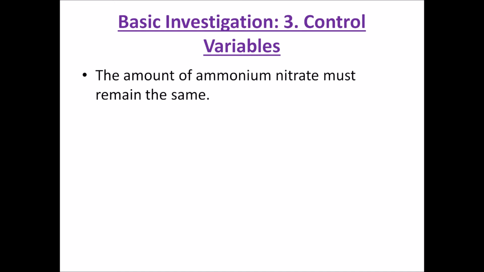Now the control variables, they're the things we're going to have to keep the same. If we're changing the volume of water, we must keep the amount of ammonium nitrate the same. The simplest way to do this is to measure a certain mass of it each time. So for example, 5 grams, 5.0 grams if you're going to be really accurate about it. The more accurate, obviously, the better the results.